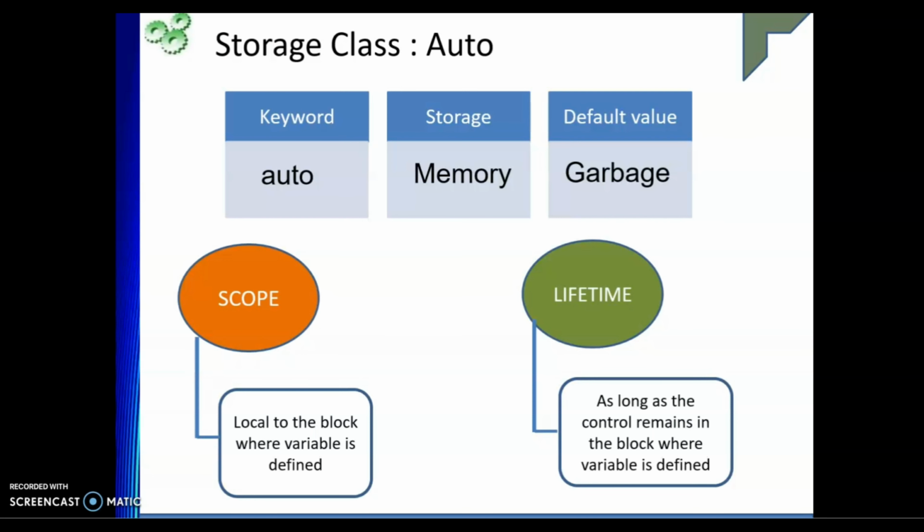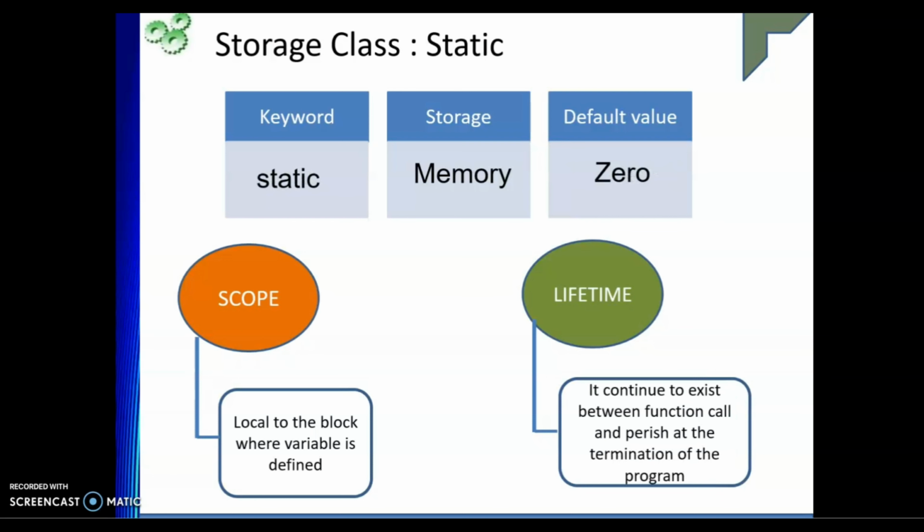So again, I'm repeating: for auto, we use the keyword auto, but even if you don't write it, every variable is taken as auto by default. The storage is memory, and the value stored by default is a garbage value. The scope is local to the block where it is defined, and the lifetime lasts as long as the control is inside that particular block.